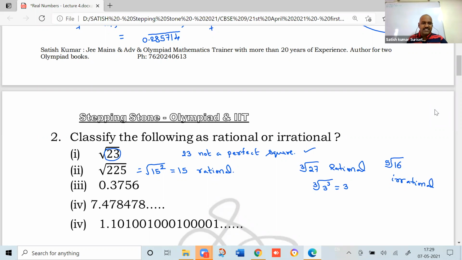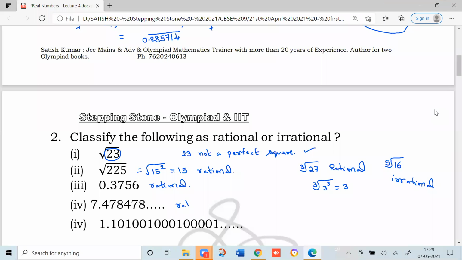Next, what about 0.3756? It's rational. What is the reason? Because it's a terminating decimal. Good. Next, 7.478478 and so on. Rational, because it's a non-terminating repeating decimal. Good. Which portion is repeating? 478, again 478 and so on.